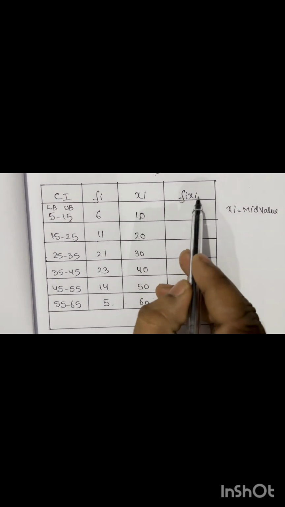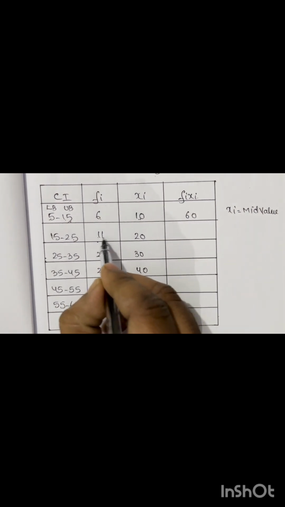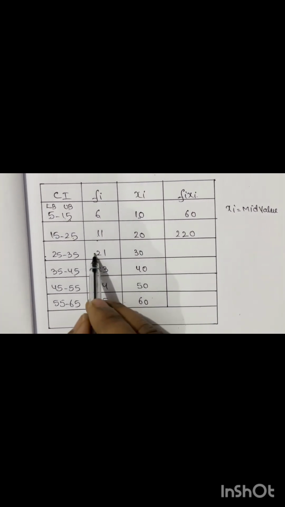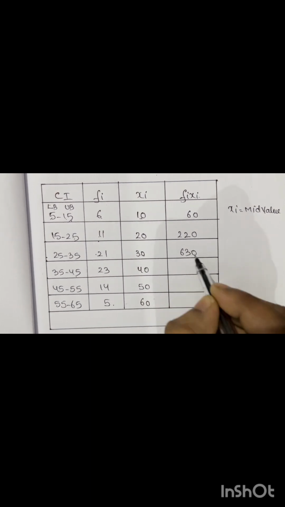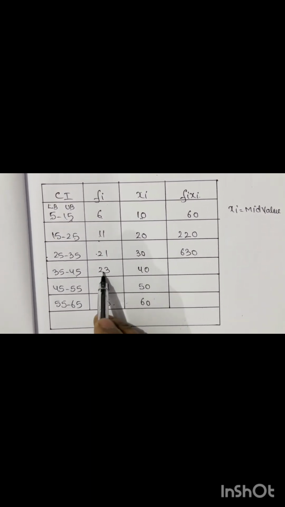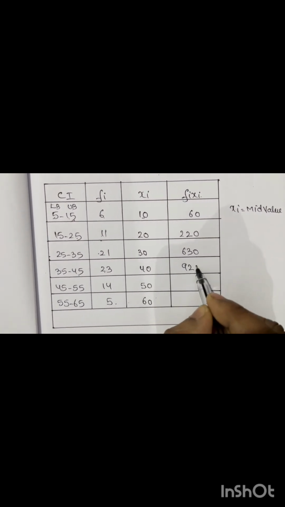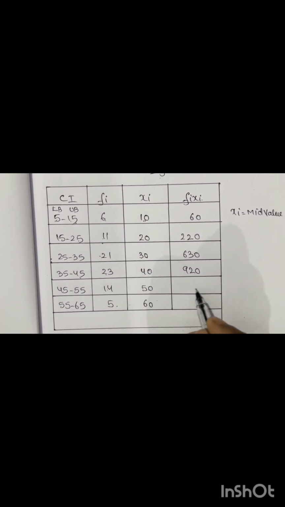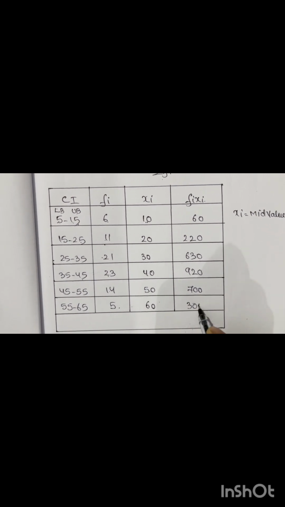Now for fi xi, just multiply both and write. 6 tens are 60, 11 twos are 22, this 0 as it is. Next is 21 threes are 63, this 0 as it is. Now 23 into 40, just multiply 23 into 4. 23 fours are 92, write this 0 as it is. Now 14 into 50, 14 fives are 70, keep this 0 as it is. Now 5 sixes are 30, this 0 as it is.